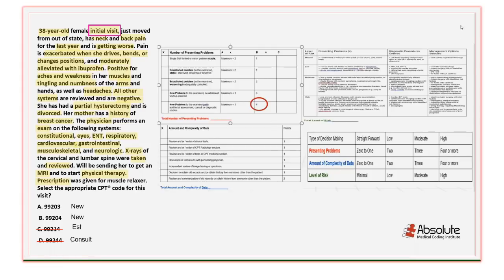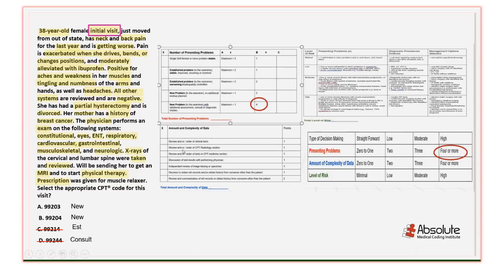So great job, Patricia. So we'll go down here to our chart under presenting problems, and we're going to circle where it says 4. So 4 or more would go under high, okay? Now the next thing, the amount and complexity of data. What did we get for this one?